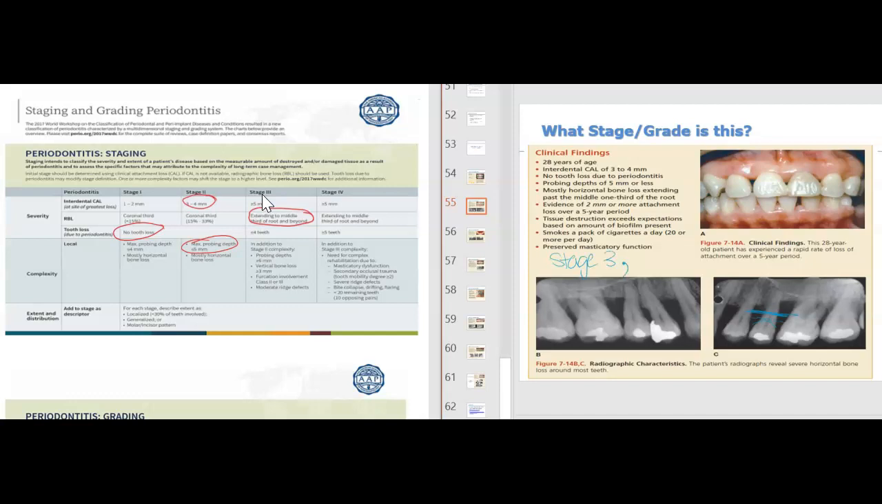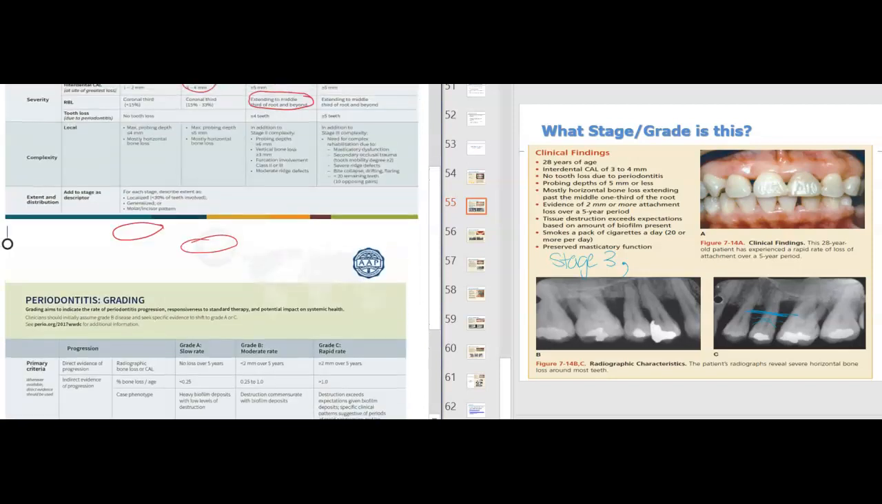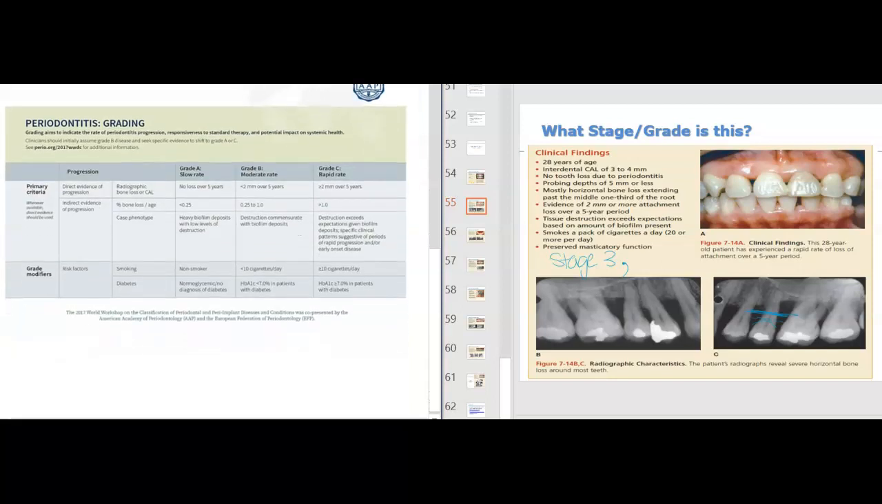Now what you do is you figure out the grade. So let me scroll down, and we're going to figure out the grade. We do the same thing. We're going to circle again. So let's look over here.